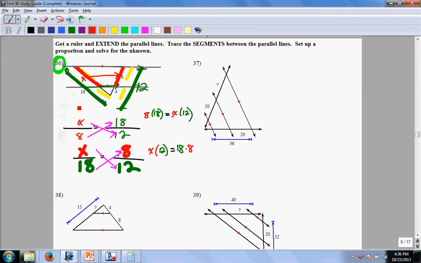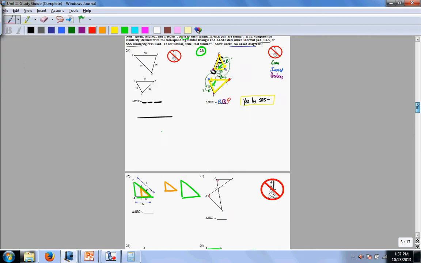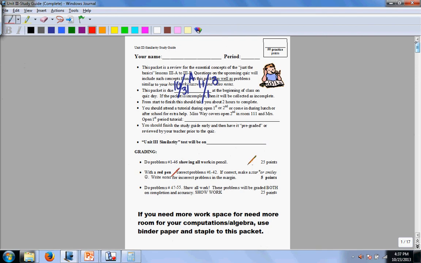When you are done, go back, check your answers, and I want you to check your answers with a red pen. And if something's incorrect, you must go back and redo the problem in red pen to figure it out. To get full credit here, you need to do problems 1 through 46, showing all your work in pencil. Then you correct with a red pen, and everything you get wrong, you must write a note for why you got it wrong. That's 25 points. And then the last one, you do the word problems on the back for another 25 points. This is a total of 50 points.